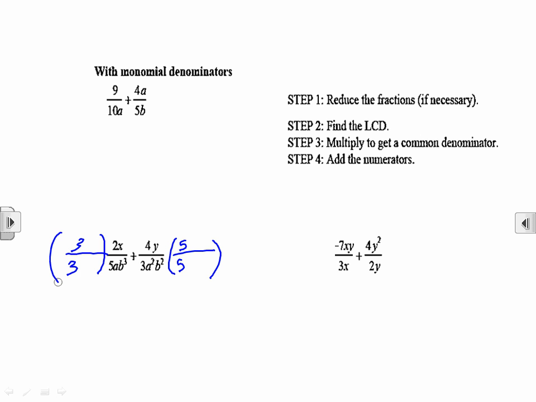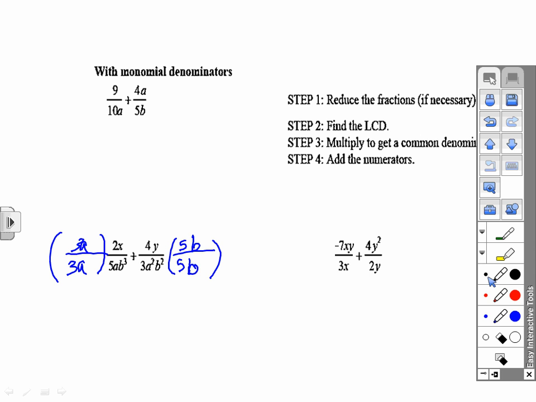Do both of them have an a? Yes, but the one on the right has an a squared. So that means the one on the left, I need an extra a. B cubed and b squared, that means that the one on the right needs a b. And what am I really multiplying both these fractions by? 1, which doesn't change anything.